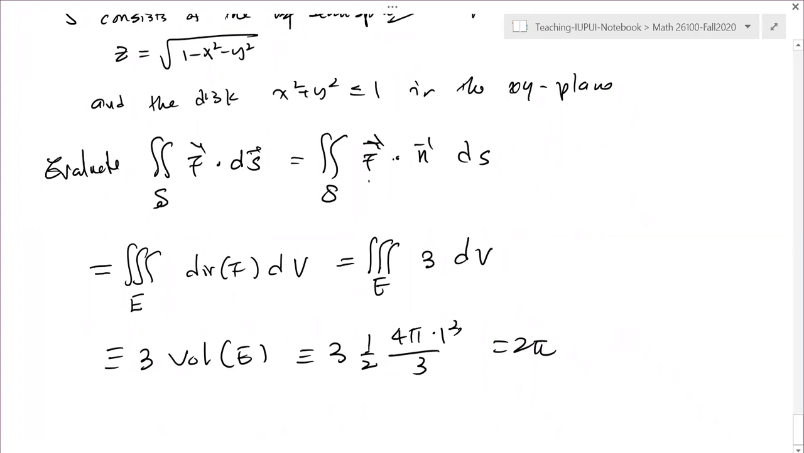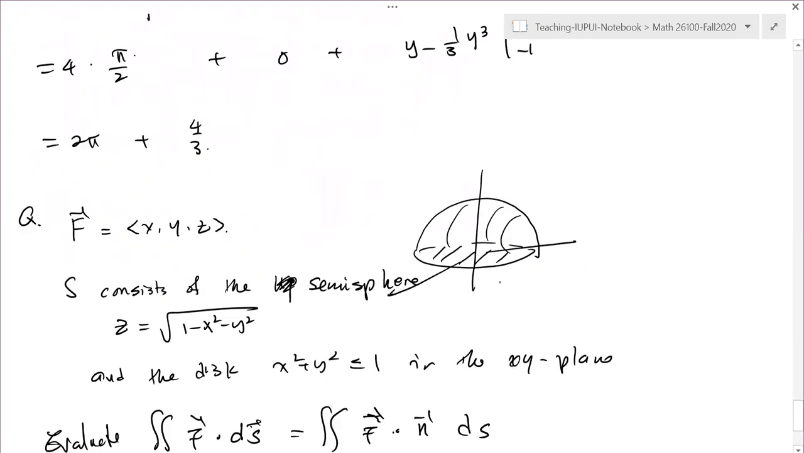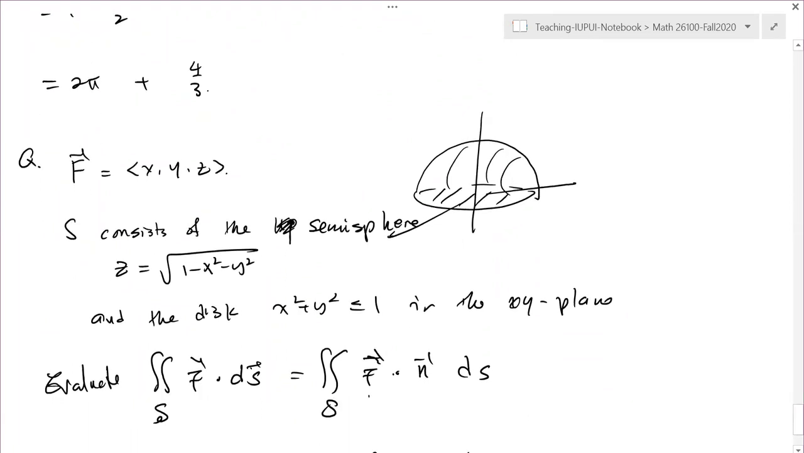Now, if you want to evaluate the surface integral directly, you have to parameterize the sphere. You can use spherical coordinates, and then you get a double integral. But there are 2 surfaces here. One is a disk, the other one is a semi-sphere, so you have to separate the integral into 2 integrals. And it just becomes more complicated.